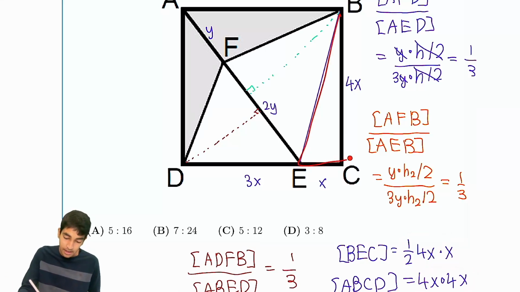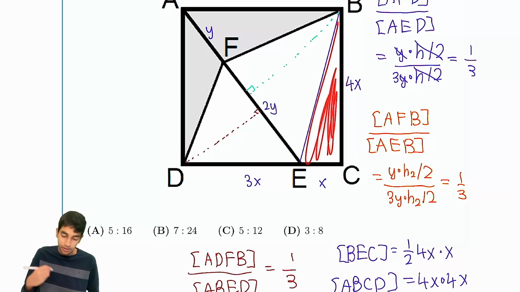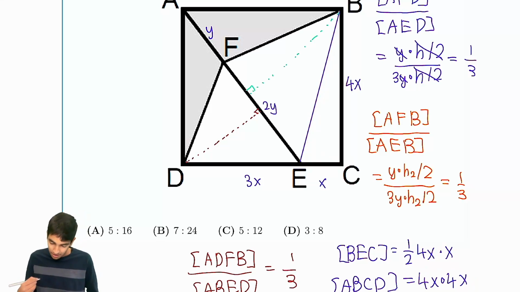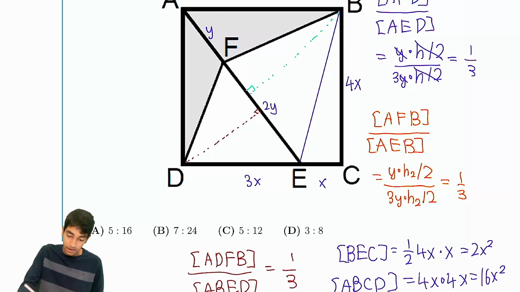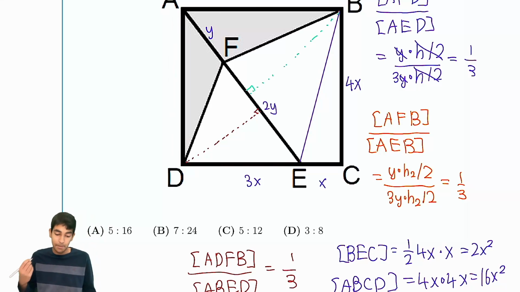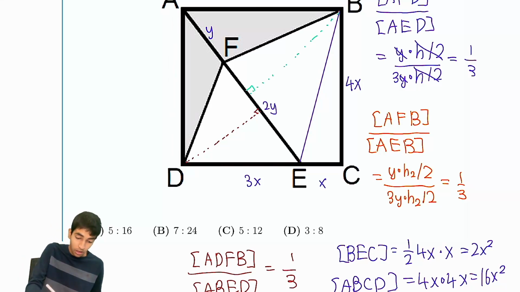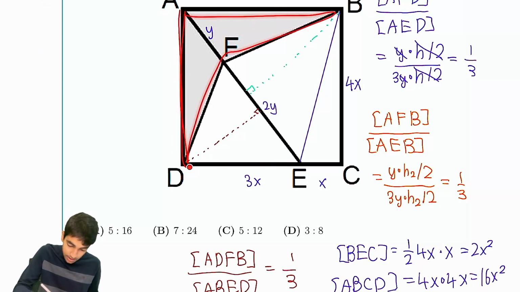So BEC is 1 over 16 the area of ABCD. So if this part is 1 over 16, it's going to be 1/8 the area of this because it's 2x squared, 16x squared. So BEC is 1/8 the area, and that means this part is going to be 7/8 the area of ABCD. So the ratio of this quadrilateral to this is 1/3.